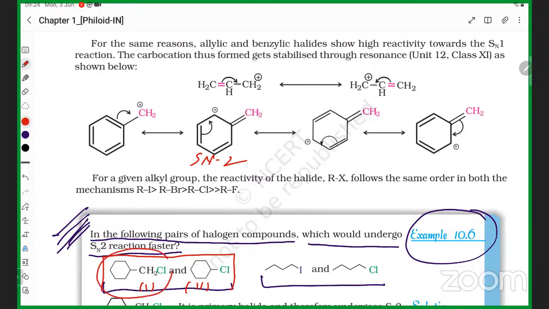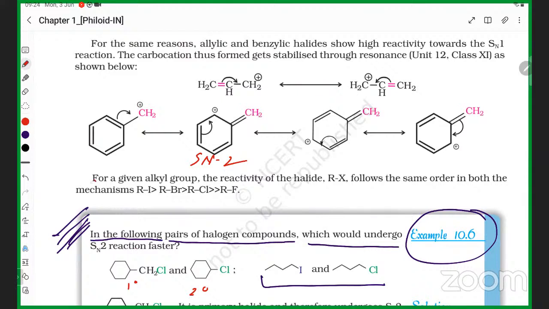Why is it the first one? Why not the second one? Sir, because in the second one, Cl is attached to a carbon which is attached to two carbons. So it is 2 degree. But in the first one, we have only 1 degree. So that is why. Okay, very good. This is 1 degree and this is 2 degree.